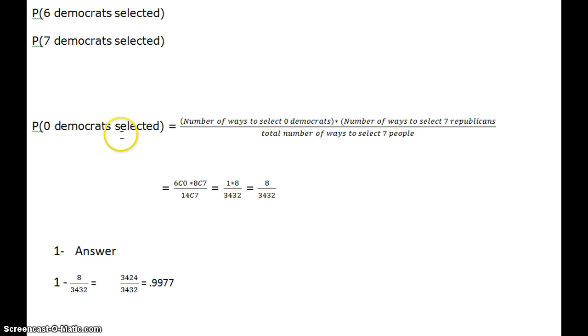So to get 0 Democrats selected, I wrote it down in words what you want to do here. The bottom part is the total number of ways to select 7 people. And then the top part is going to be the number of ways to select 0 Democrats times the number of ways to select 7 Republicans. Because if we have 0 Democrats, that means we have to have 7 Republicans.